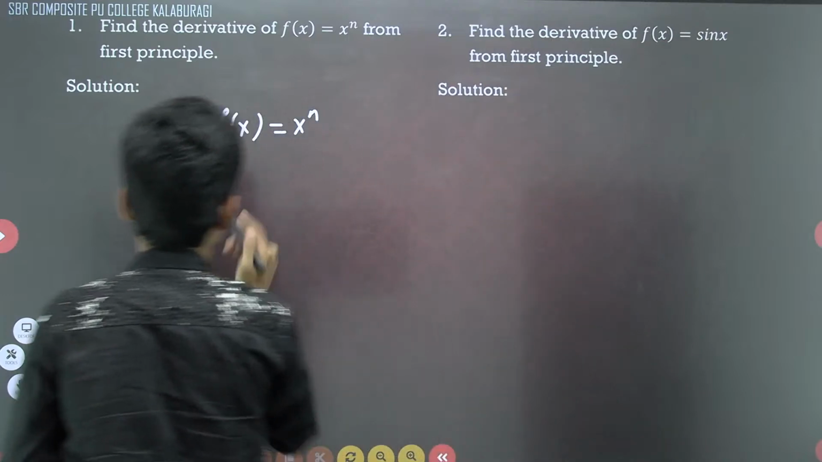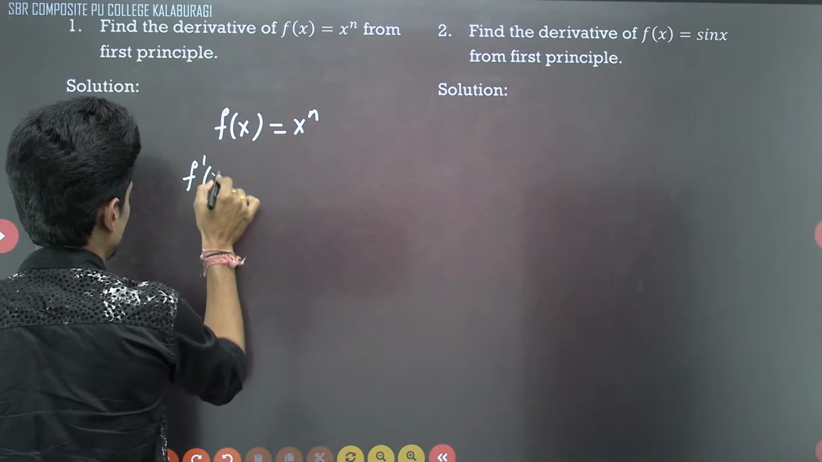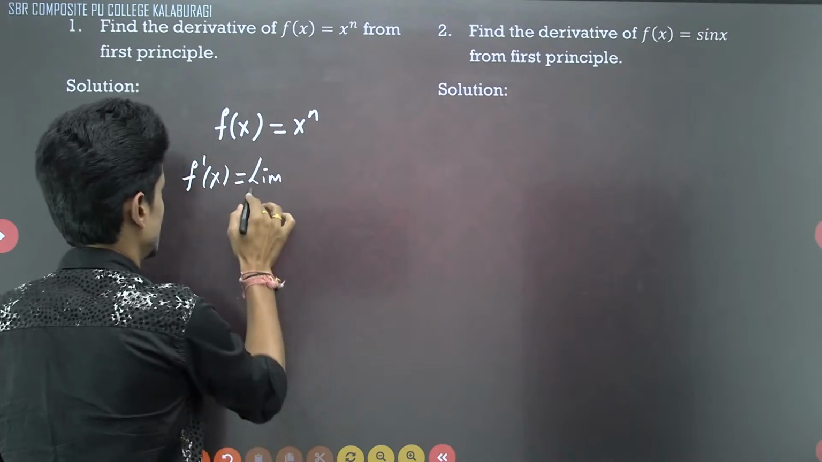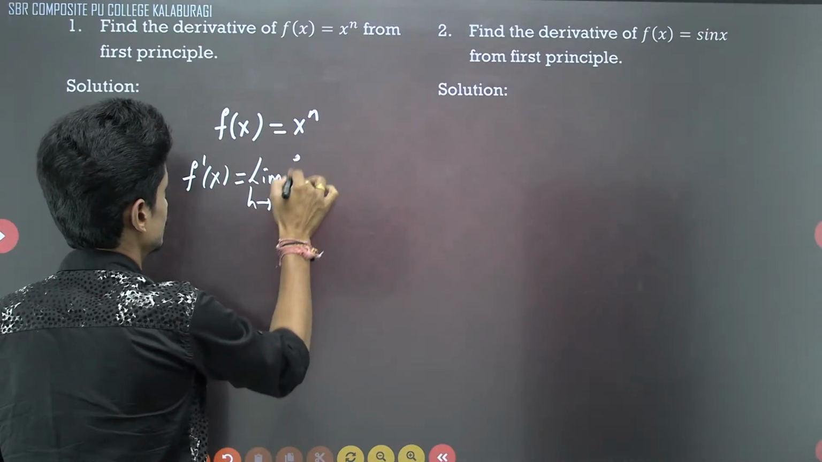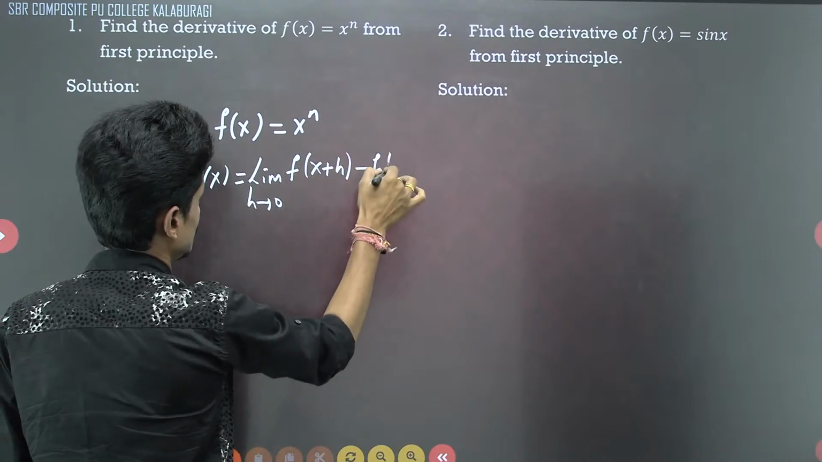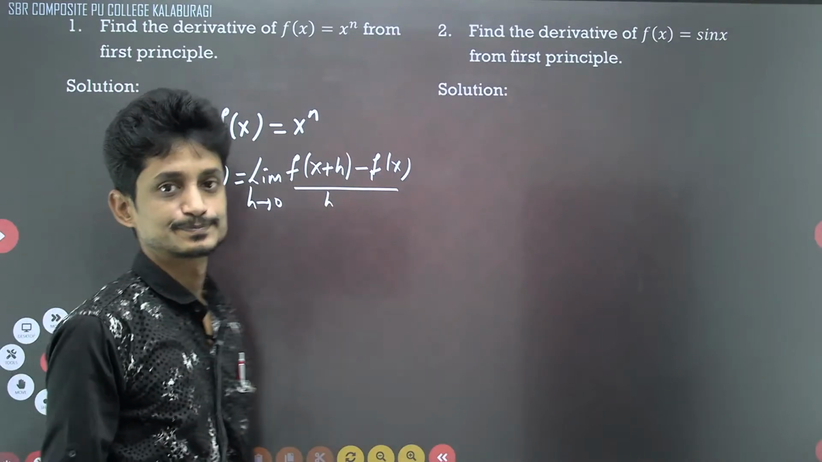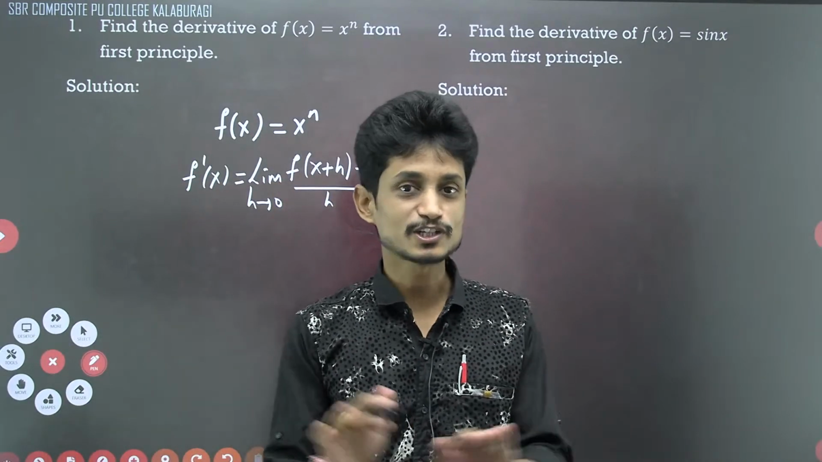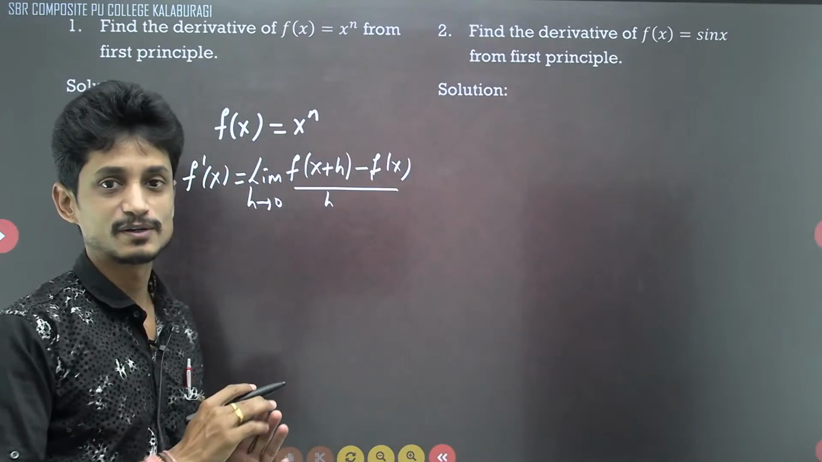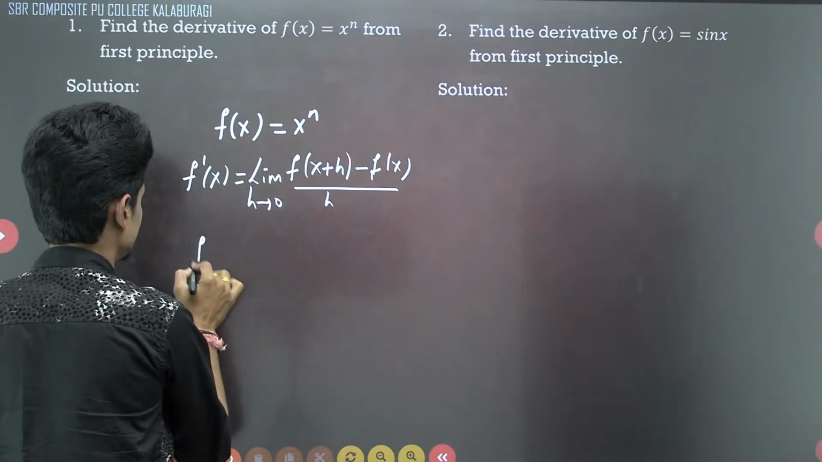So here I can write the same formula. f dash of x is equal to limit as h tending to 0 of f of x plus h minus f of x divided by h. If the limit exists, we can say the function is differentiable. Otherwise, it is not differentiable. To substitute here, what is required?